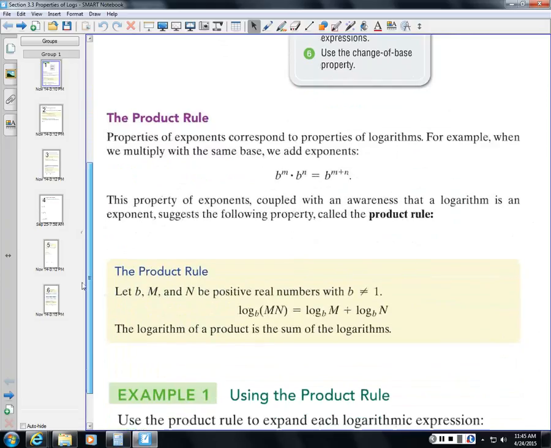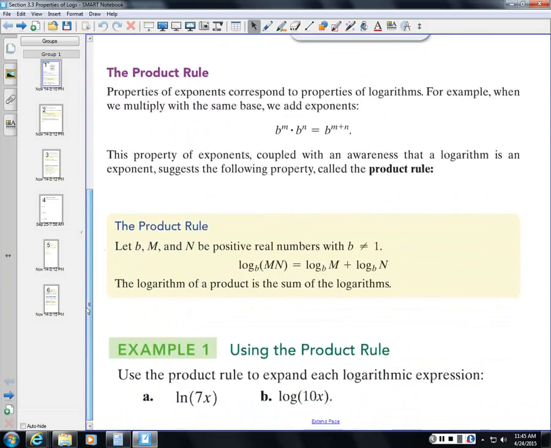Now, to refresh our memory, the product rule of exponents deals with what happens with a product, which of course we know means multiplication. We know that if we multiply with the same base, we add the exponents. That's a similar idea to what we have with properties of logs as well. We should be pretty familiar with the properties of exponents, and especially the product rule, but we've reviewed it here. When we multiply, we add.